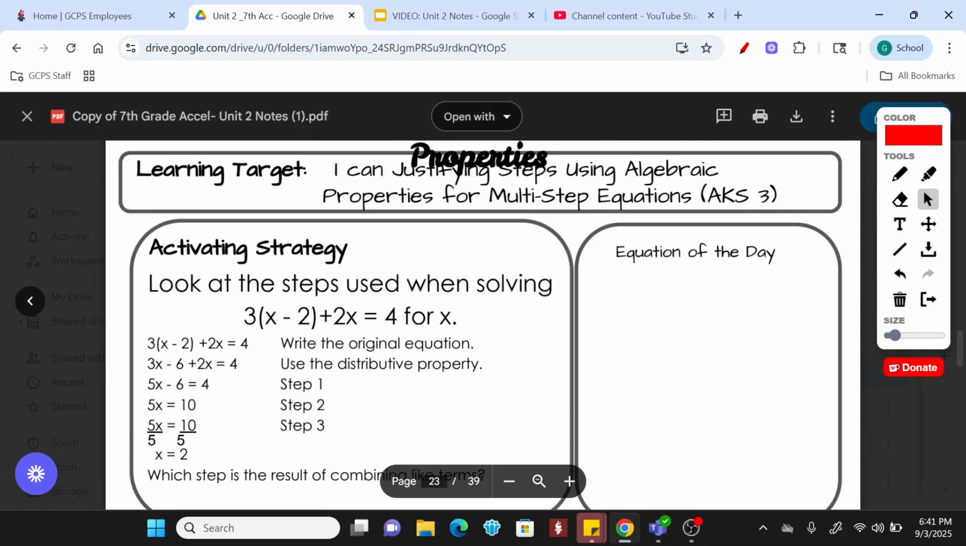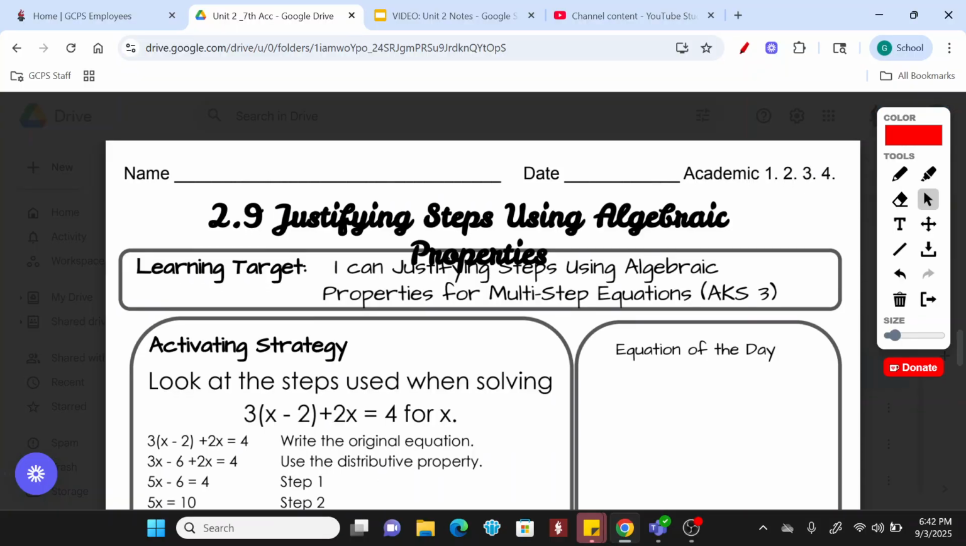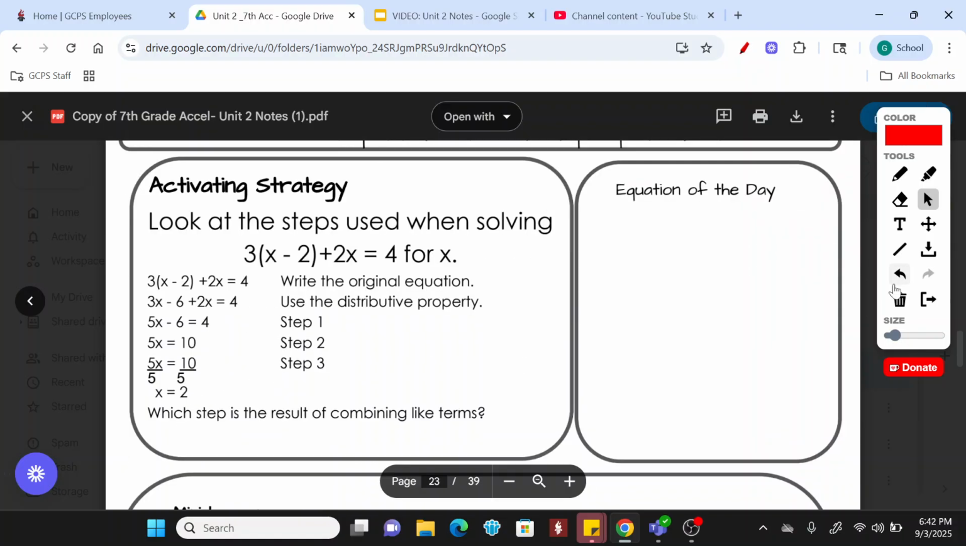Hey scholars, so this is 2.9, justifying steps using algebraic properties. All right, so let's go ahead and jump into our warm-up. I'm going to zoom in real quick a little bit.